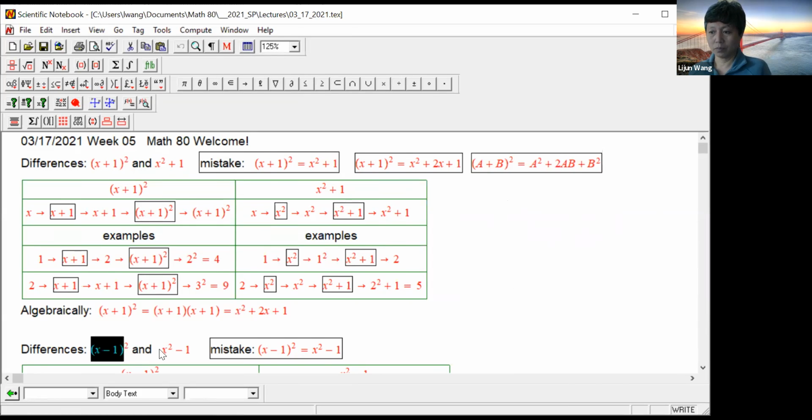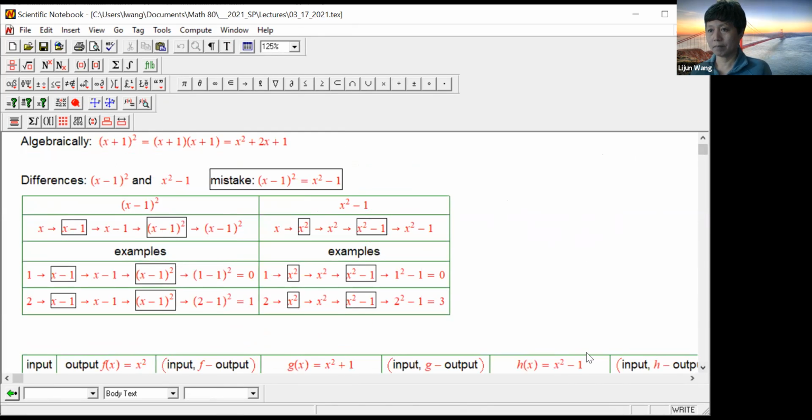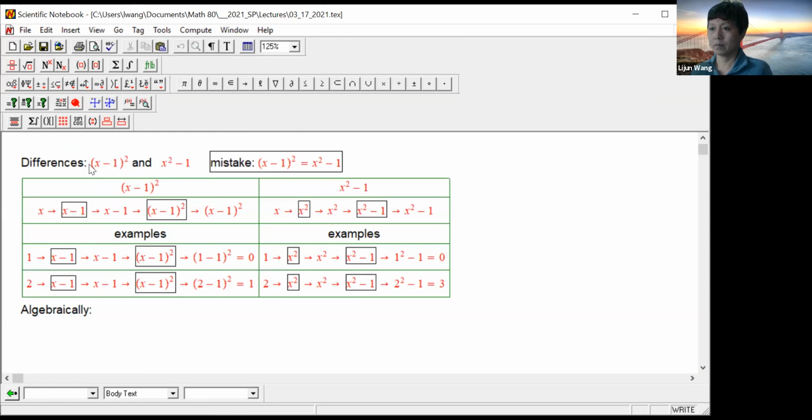Let's look at these two, okay? Algebraically as well. Can you FOIL this for me? Could you FOIL that for me? Do you guys know how to FOIL? Does everybody know how to FOIL?